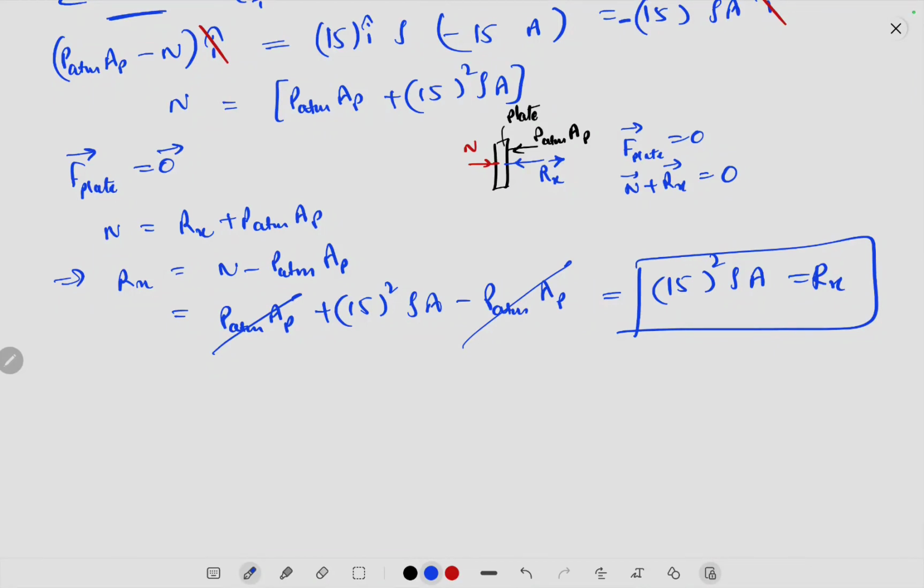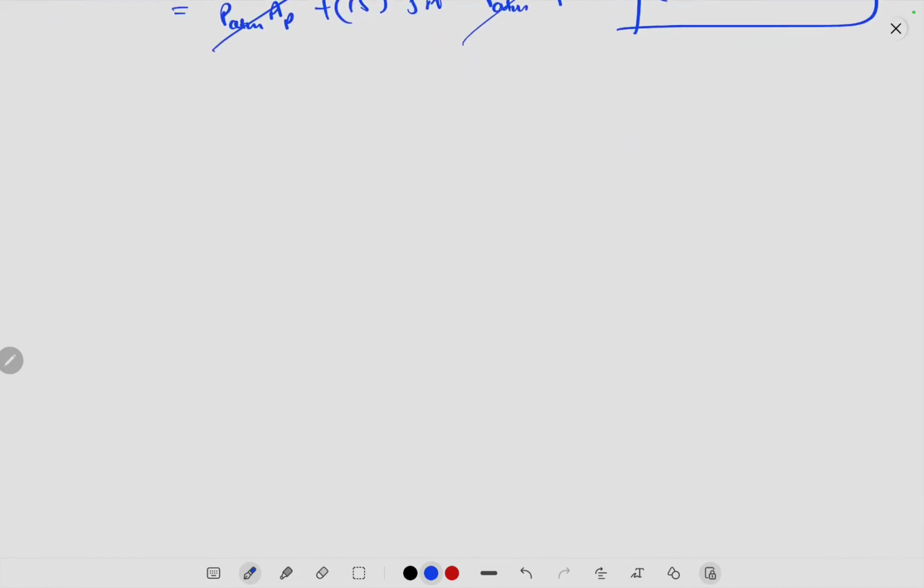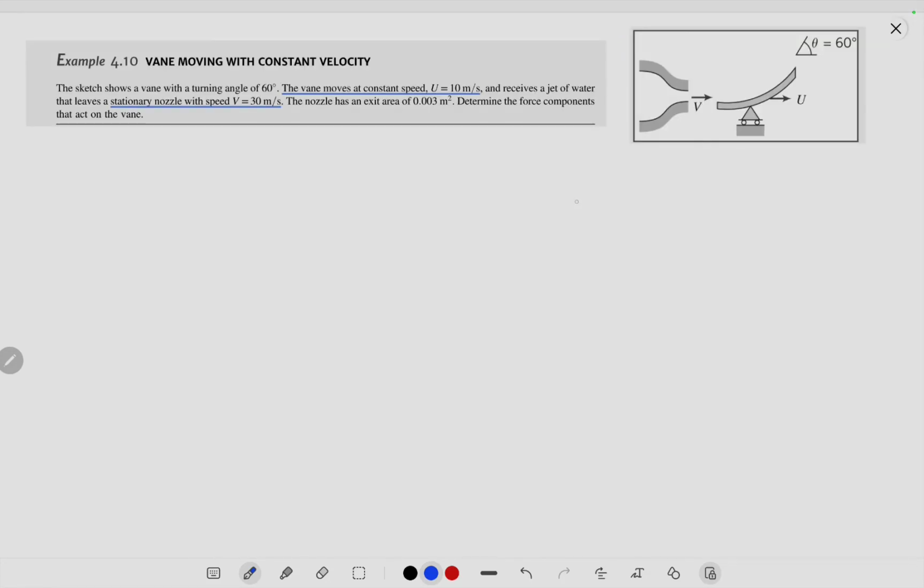Next, let's consider another problem where the control volume is not stationary but moving with constant velocity. Now this is our problem from the book Fox and McDonald's. So let's first read the problem. The problem states that the sketch shows a vane with a turning angle of 60 degrees. It is already shown here.